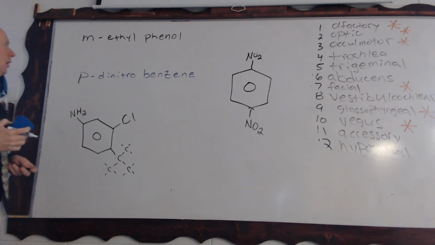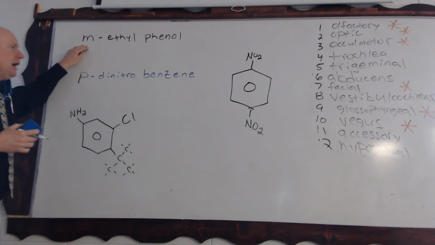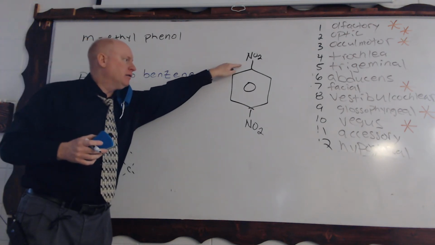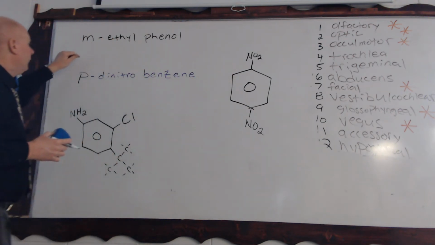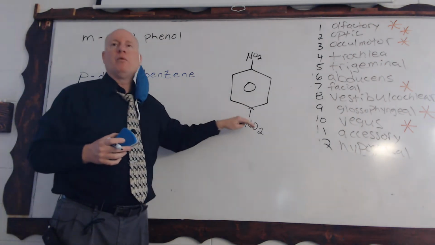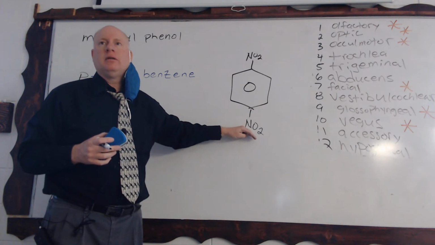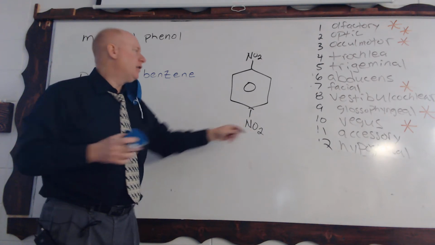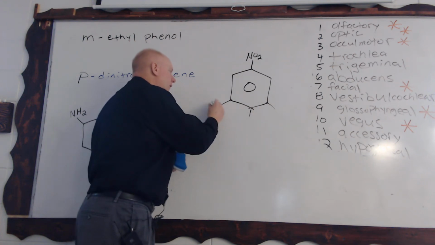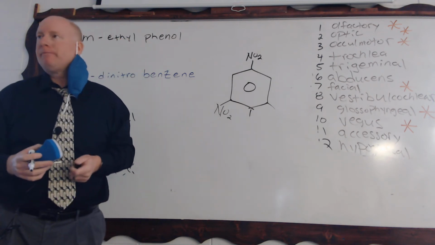So let's say this was meta-dinitrobenzene. We can keep this nitro group here, and where would the second nitro group go? One to the right or left, so it's either got to be in this position or this one. Then yes, you would have your meta position.